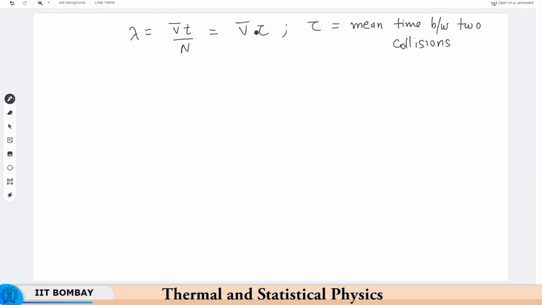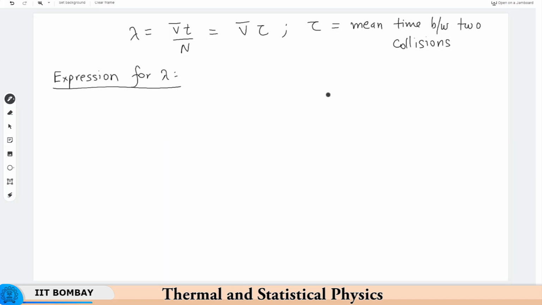Now remember, this lambda is expressed in terms of average speed and tau, which is something we can't really calculate, as it is the mean time between two collisions. So, let us see if we can find an expression for lambda. Again we have to use our imagination now. What do we really mean by the term collision?